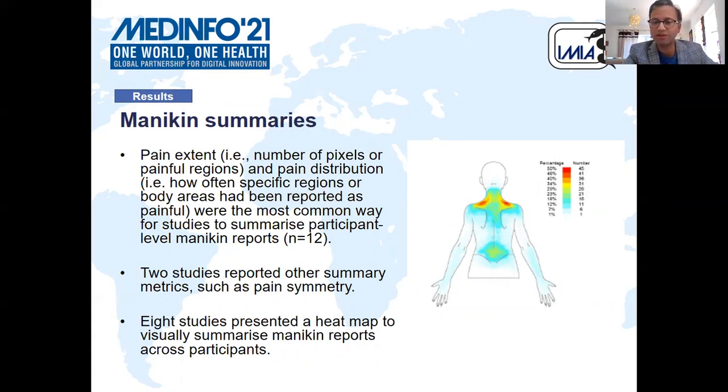There were two studies where other metrics were also used, for example pain symmetry. And there were eight studies where they presented the summary mannequin as a heat map. This is an example of a heat map, where you can see the frequency of the locations reported as painful sites. The red indicates the highest frequency, and the light blue color indicates the lowest frequency. It means these locations are reported more frequently among the study participants than others. So in 8 studies, they presented this information as a heat map, which is visual information.